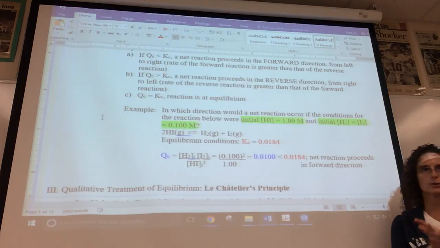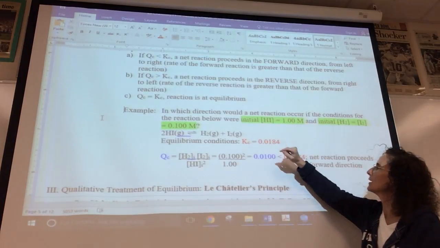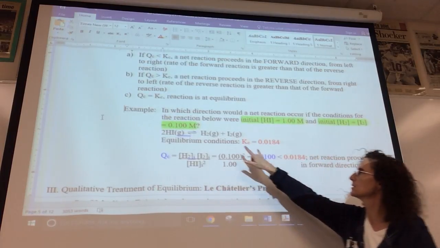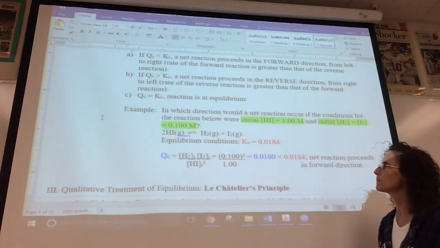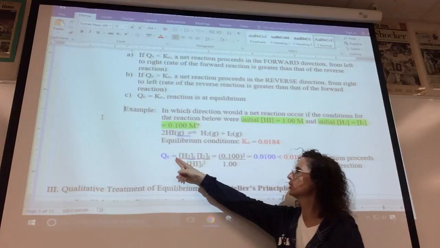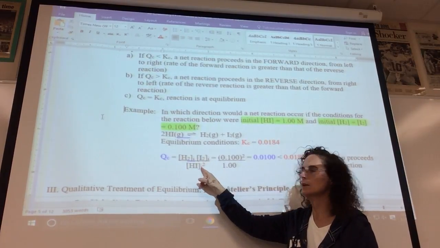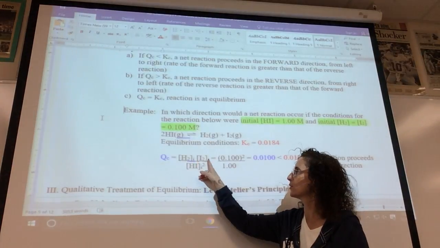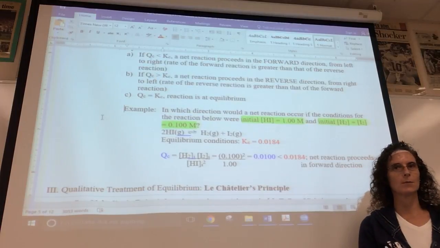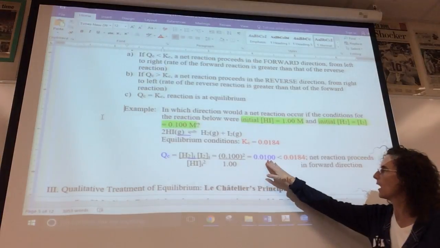These are not equilibrium concentrations, but rather initial. An initial concentration of hydrogen iodide of 1 molar, initial concentrations of the products at 0.1 molar. The Kc is given. To calculate Q, you write it exactly the same way, but these are not equilibrium concentrations. Rather, they're non-equilibrium, in this case, initial amounts. Equilibrium hasn't been established yet. Plug in the values and solve.